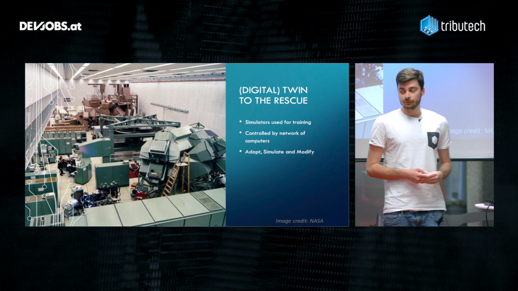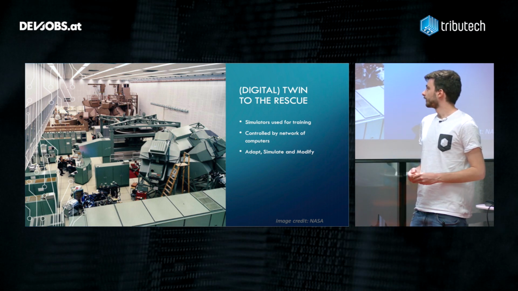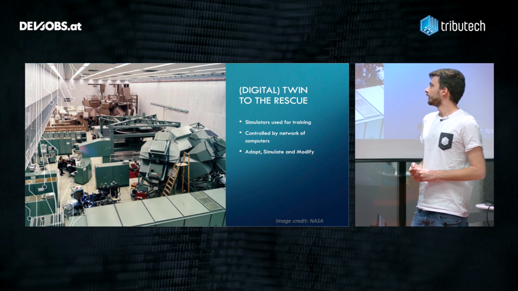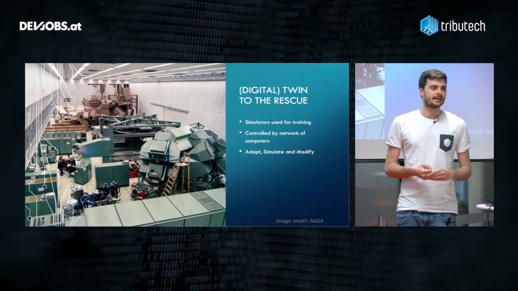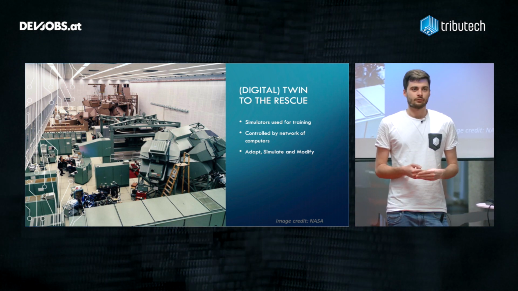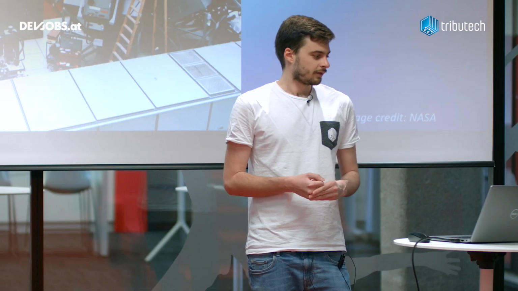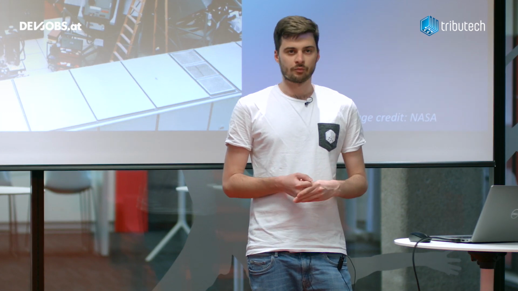On the picture here, you can see the two simulators that were used, and basically they used the same hardware inside of the simulators as the real spacecraft had. They were hooked up to some computers so they could try out certain things. And basically they adapted them, then they tried to figure out a solution, and then once they had modified the devices, they sent back the solution to space.